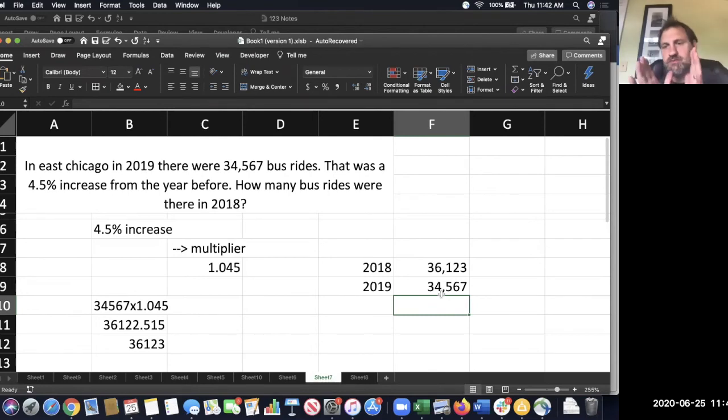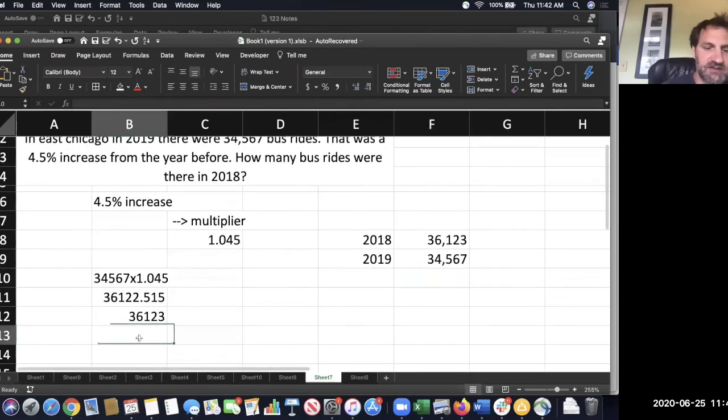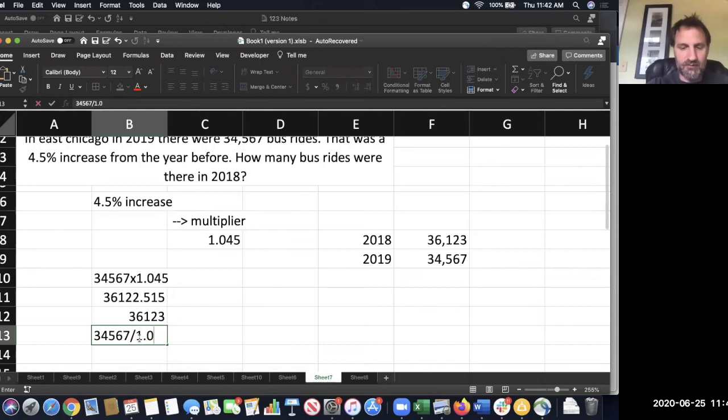Now, most people kind of instinctively want to go back and change the multiplier. Don't do that. The multiplier is the multiplier. The multiplier is set based on the language in the problem. Okay? It was a 4.5% increase. The problem is we don't know what it was a 4.5% increase from. So we can't multiply. We need to divide. That's going to take us around the back way to figure out the answer. So if we divide by 1.045, we get an answer that makes sense.